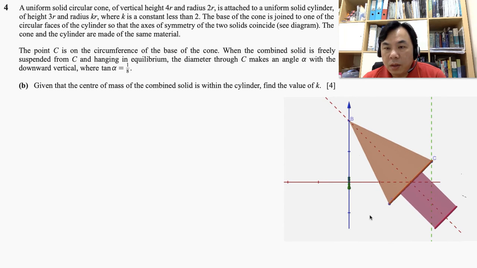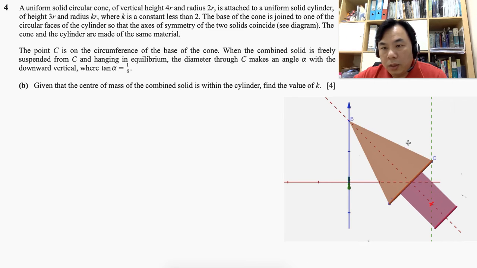Once you hang the combined solid at C, the vertical line that passes through C must pass through the center of mass. That would usually be the case because this is the point where all the weight is assumed to be acting. So this is where the center of mass is actually located.